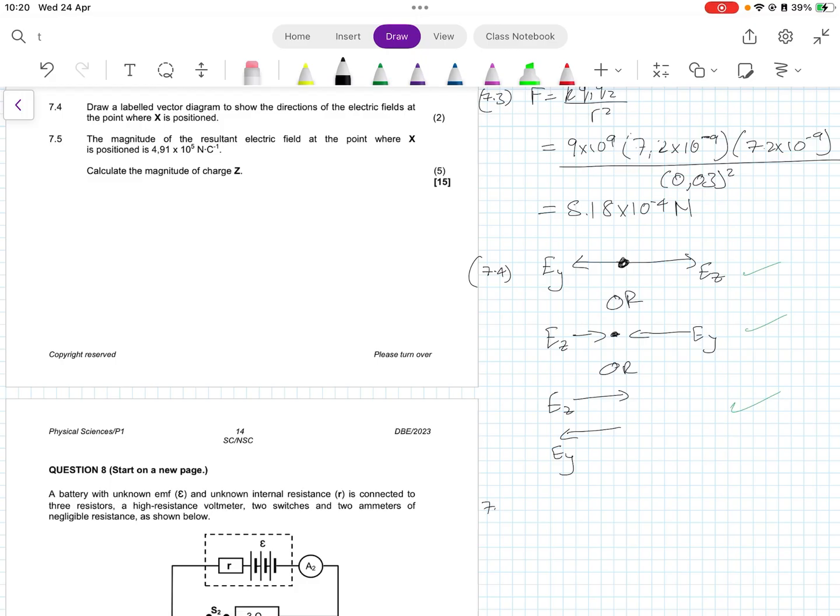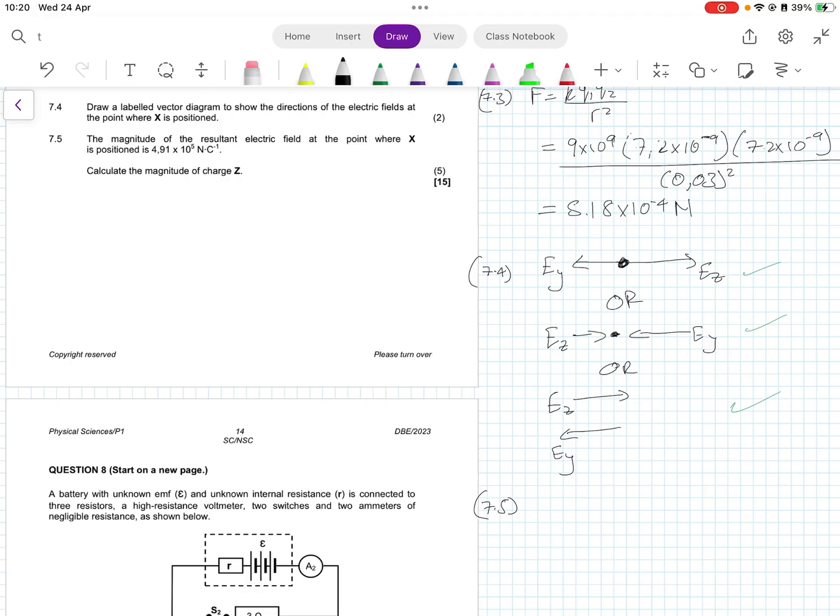And finally, 7.5. The magnitude of the resultant electric field at the point where X is positioned is 4.91 times 10 to the power 5 newtons per coulomb. Okay. Calculate the magnitude of the charge on Z. Now, we are told that the magnitude of the resultant field that is felt by X is 4.91 times 10 to the power 5 newtons per coulomb.